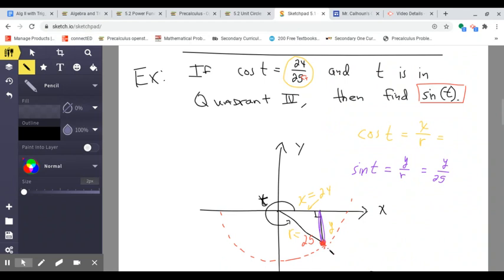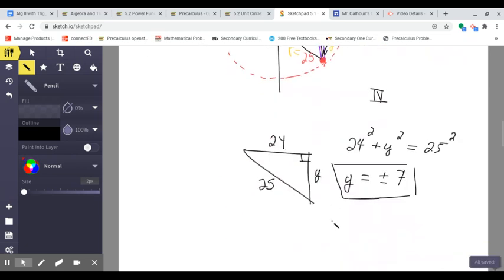Okay. We're in quadrant 4. That means that our x values are always going to be positive, right? Because we're going to the right. Our y values are actually always going to be negative because we're going below the x-axis. So therefore, we're actually going to pick y is equal to negative 7. That's the y value that we want.